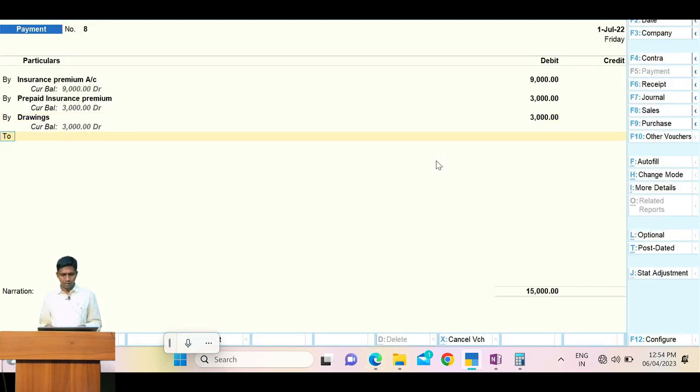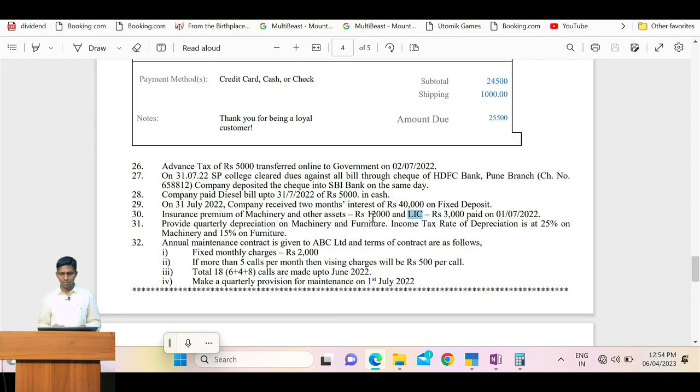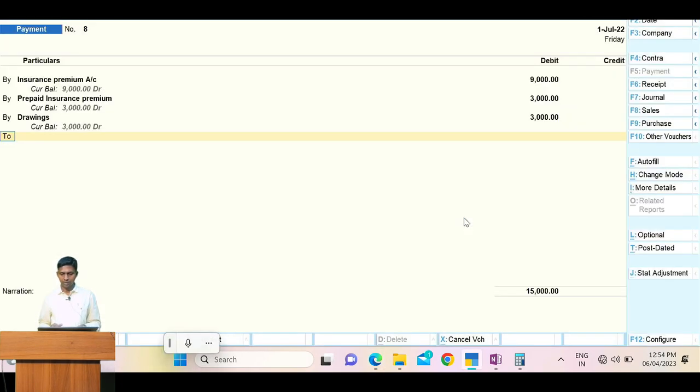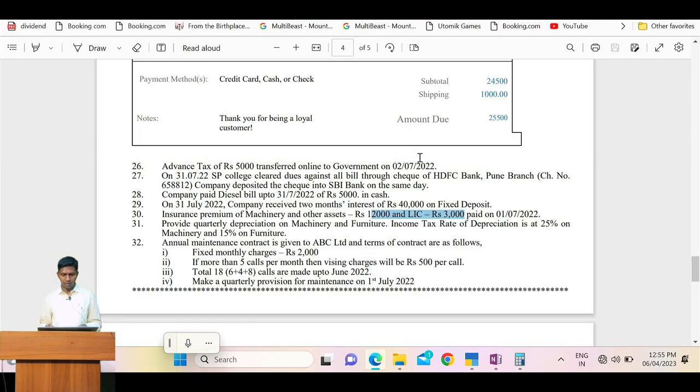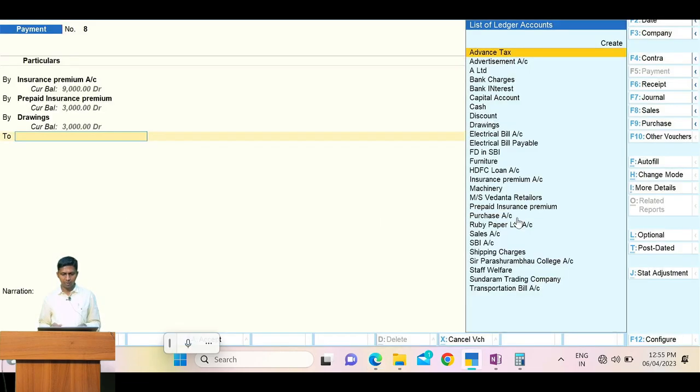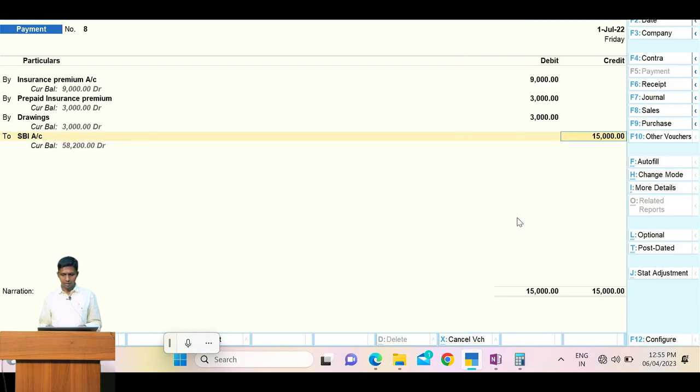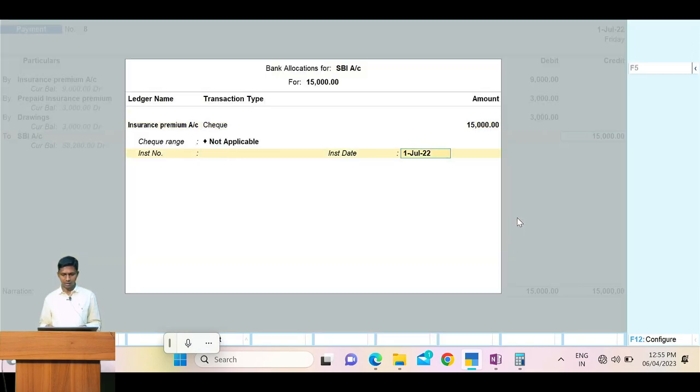3,000 rupees, okay. That means in all how much are you giving? 12,000 plus 3,000, 15,000. Check the total, 15,000, that is correct. We paid insurance, other asset, paid, generally we pay insurance through cheque only. Therefore say SBI 15,000, enter.